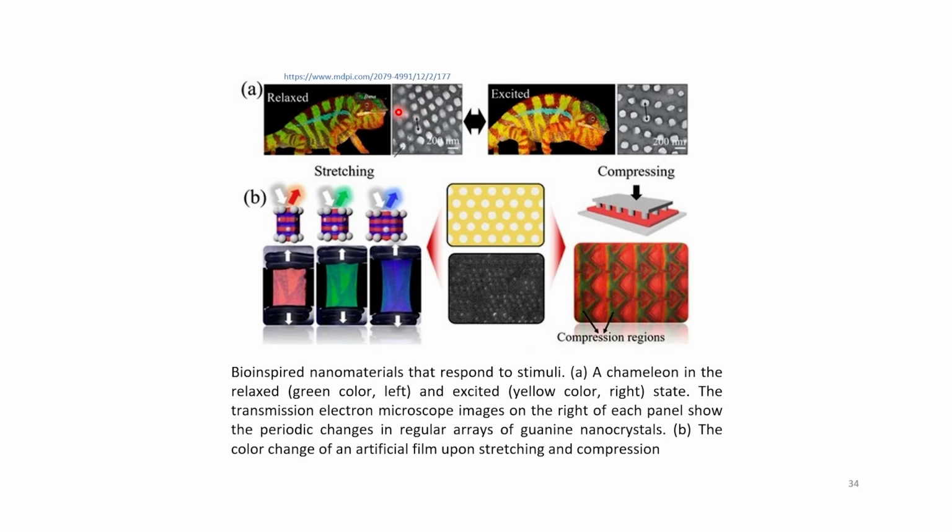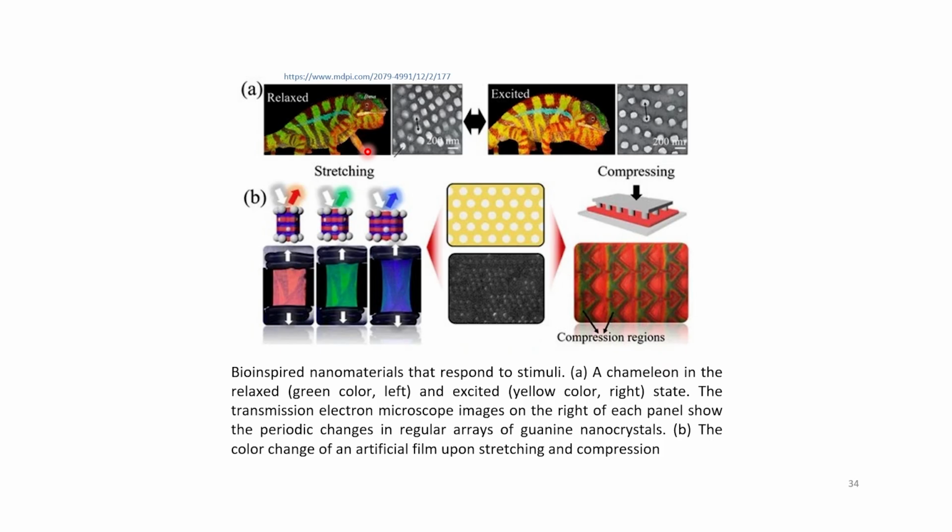These are guanine nanocrystals and they can change the spacing between them. So, when light strikes them, the spacing between these nanocrystals can change when it is either relaxed or excited. So, in relaxed state it looks green and in excited state it looks yellow, but it does not have any pigment change, it just changes the alignment of its nanocrystals. So, it changes the spacing between its guanine nanocrystals and the reflected light changes accordingly.